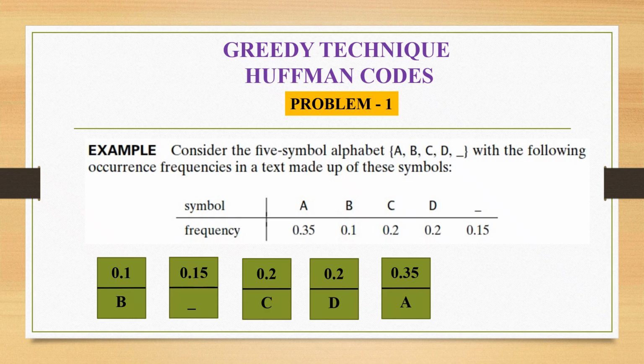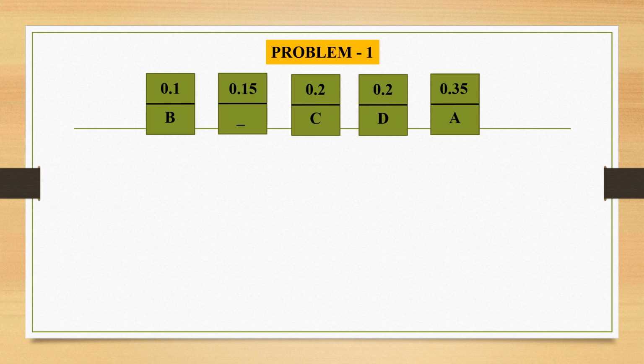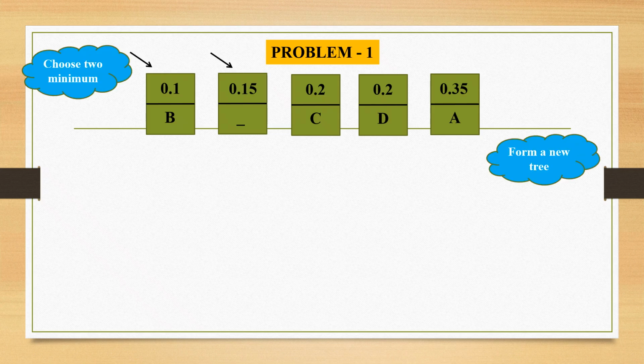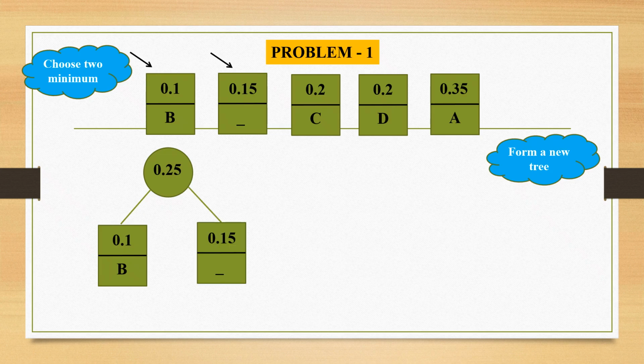Now I have to find the least two frequencies, make one the left subtree and the other the right subtree, and add them together, so the root will be the sum of the frequencies. I choose the minimum, which is 0.1 and 0.15, and form a new subtree. Here 0.1 plus 0.15 is 0.25. So B becomes left and hyphen becomes right. This is my new subtree. Remaining, I have these three.